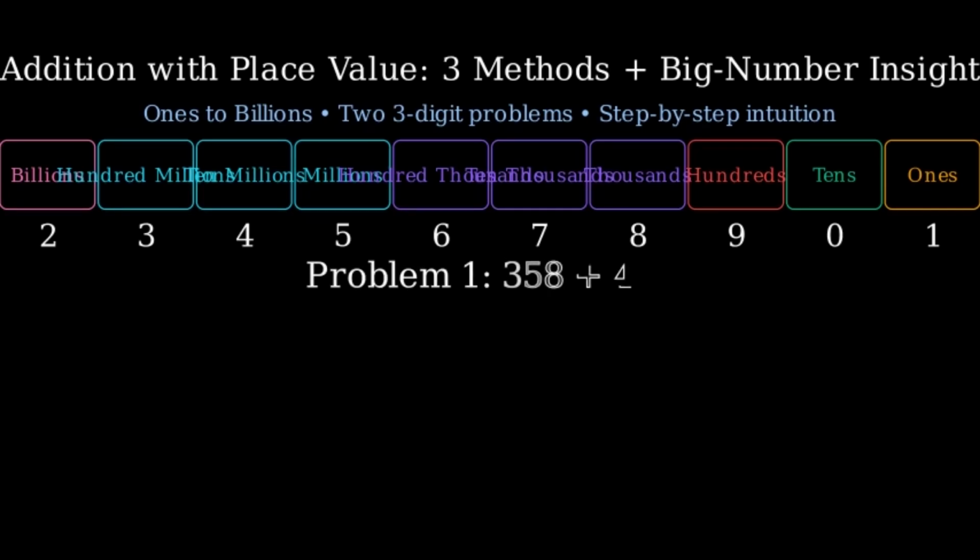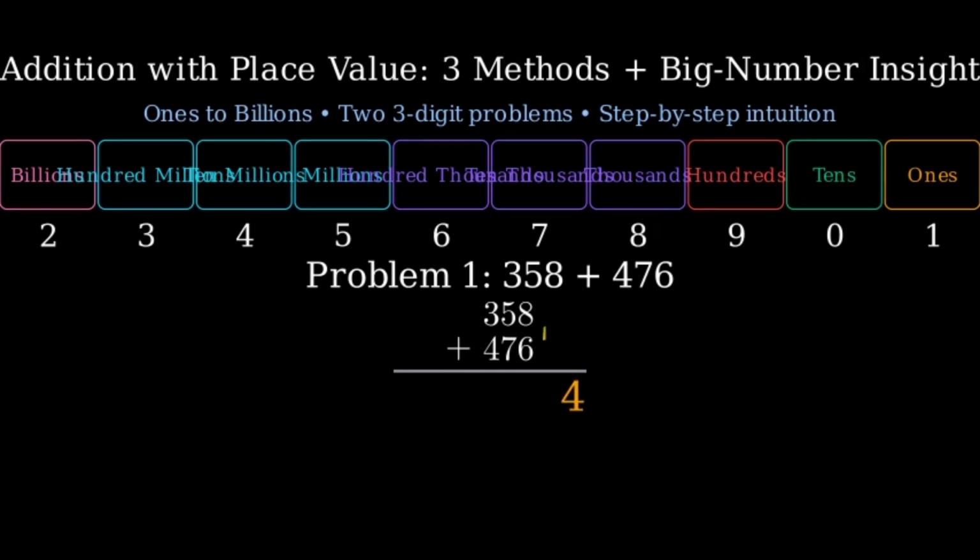Now for our first 3-digit addition, 358 plus 476. We will solve this in 3 different ways. Method 1 is the standard vertical algorithm with carries. In the standard algorithm, we add ones first, then tens, then hundreds. 8 plus 6 equals 14. We write 4 in the ones place and carry 1 to the tens place.